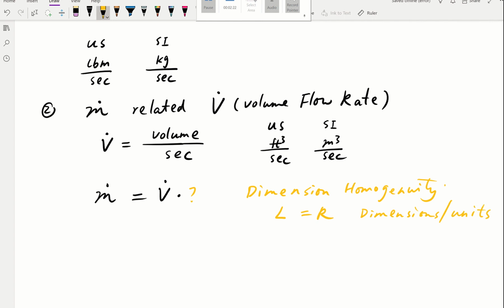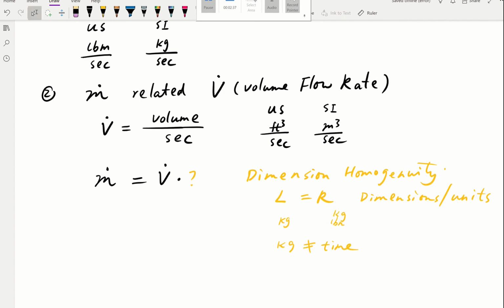For example, if this is in kilograms, this has to be a mass unit, it can be pound mass or kilogram or anything. You cannot relate kilogram with time, can we? No, right? So that's dimensional homogeneity, and this concept is quite often used in engineering. For this problem, mass flow rate in the SI system will be kilogram per second, and volume flow rate in the SI system is meter cubed per second.